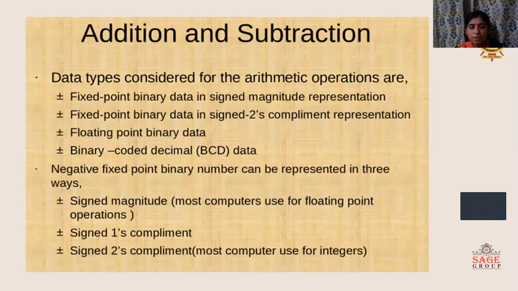Arithmetic processor's basic operation is addition and subtraction. The data types considered for the arithmetic operations are fixed point binary data in signed magnitude representation, fixed point binary data in signed 2's complement representation, floating point binary data, and binary coded decimal data. A negative fixed point binary number can be represented in three ways: signed magnitude, signed one's complement, and signed two's complement.